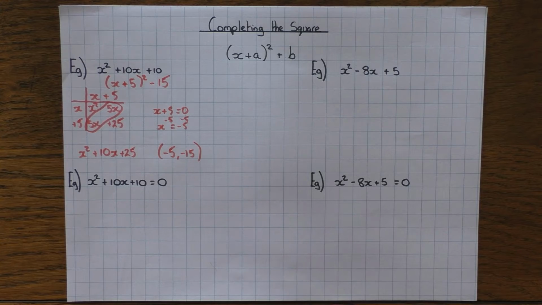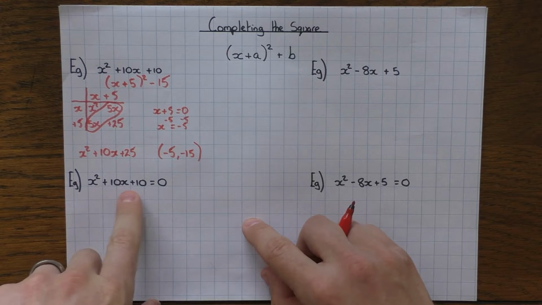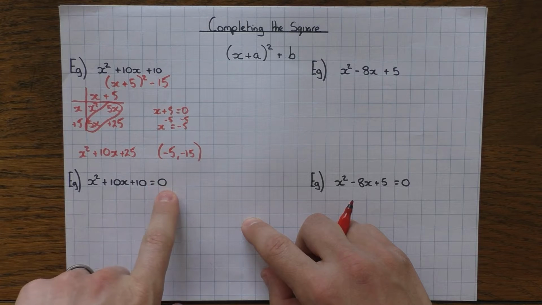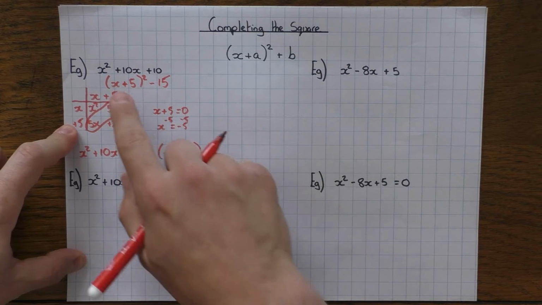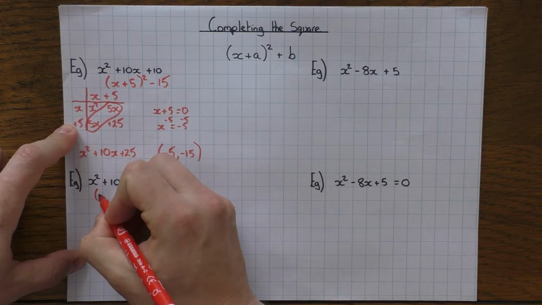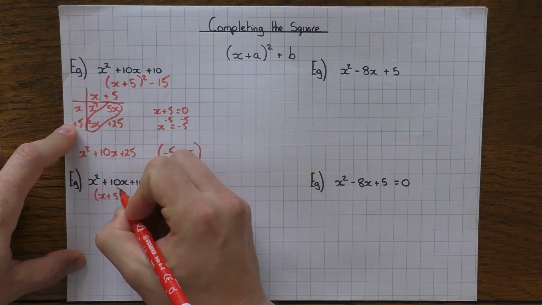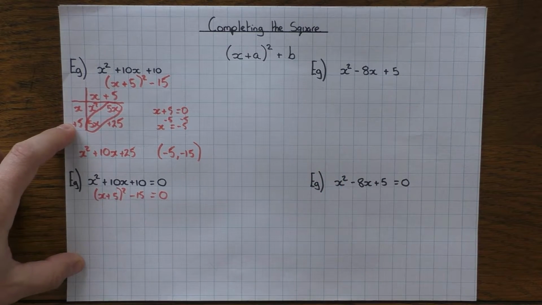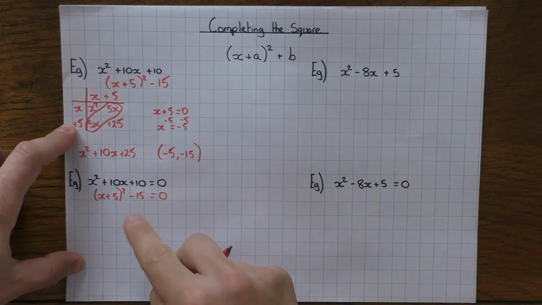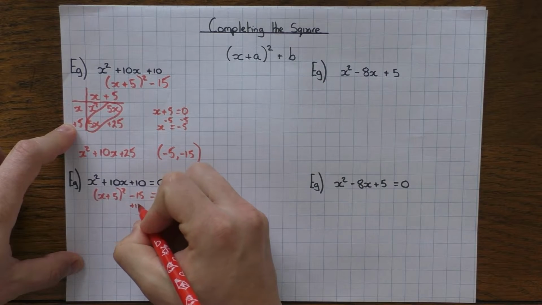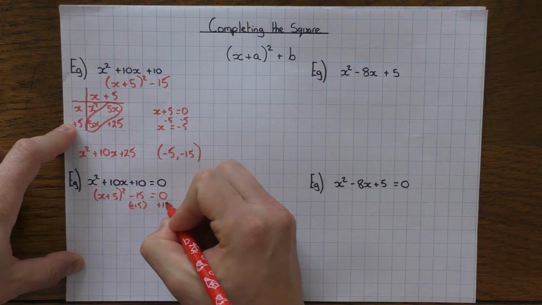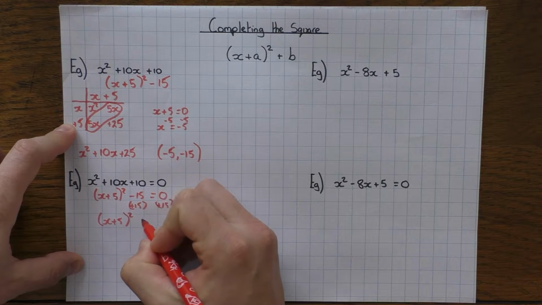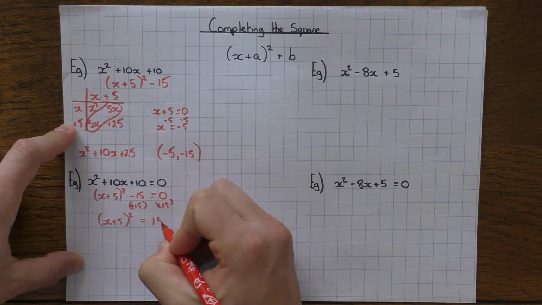Okay, so I did say you can solve them, and that's what we're now going to do for this one here. So to solve it, just like with any quadratic, it needs to equal 0, which is what I've got here. Okay, so that was what we got when we completed the square. Minus 15, and I'm now going to set that equal to 0. Okay, then it's just simple rearranging. I'm going to plus 15 to both sides. So that leaves me with x plus 5 squared equals 15.